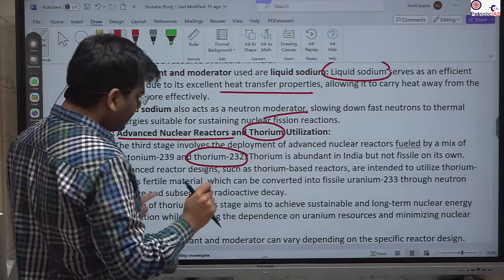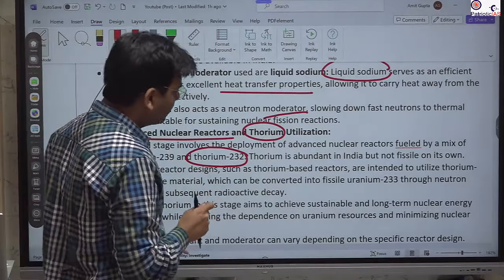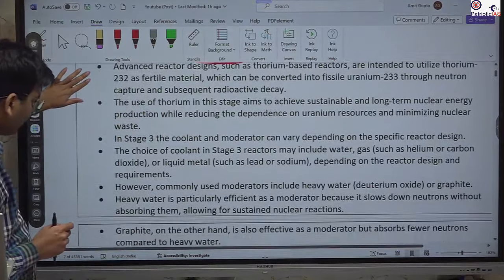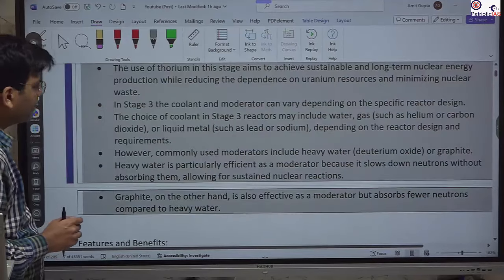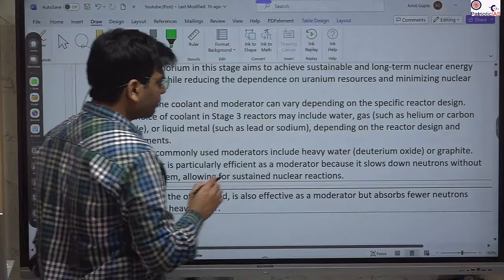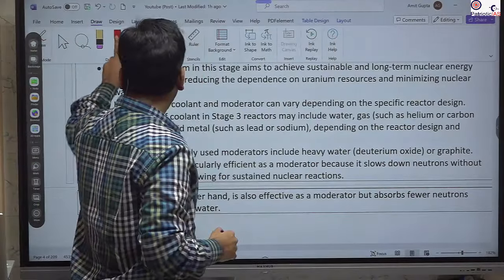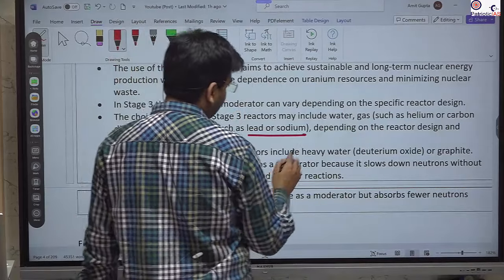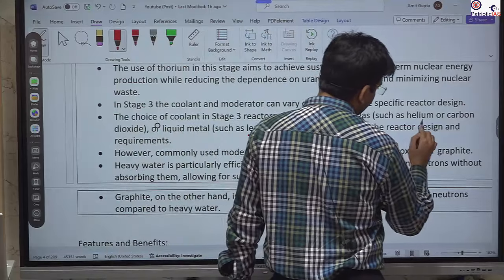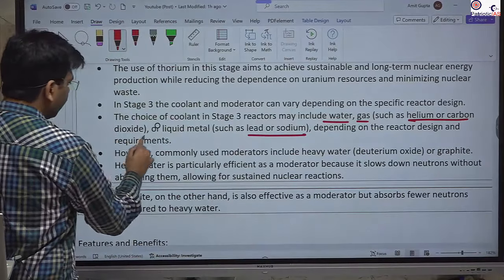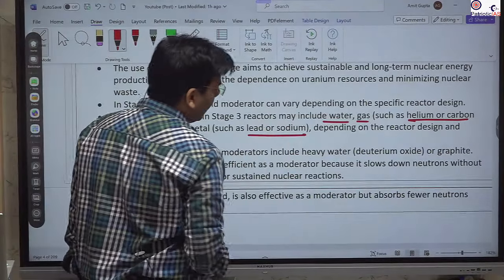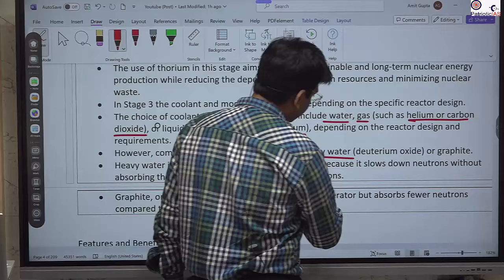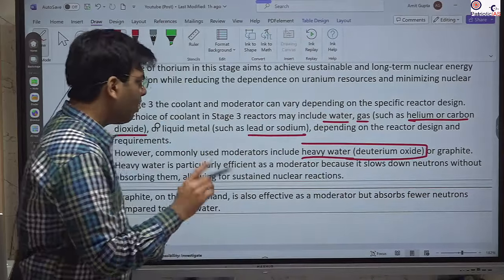Here, again we are going to use heavy water, as in the third stage we have a lot of options to use as the moderator. We can use gaseous substances such as helium and carbon dioxide, as well as liquid metals such as lead and sodium. So in this third stage we can use water, gases such as helium and carbon dioxide, liquid metals such as lead and sodium, and yes, the commonly used one, heavy water again, deuterium oxide, or graphite.